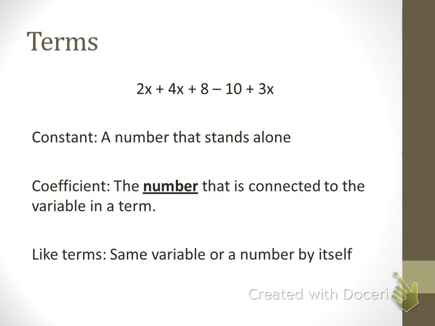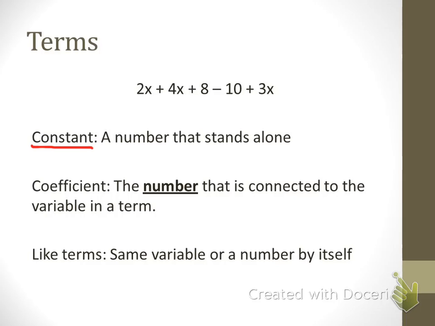All right, so now, before we get started actually simplifying them, we need to learn what the different numbers and variables within an expression are called, because they all have definitions and we need to be able to recognize them. So the first term that you need to know is a constant. Make sure you write that in your notes. A constant is a number that stands alone in the expression. A number that stands alone.